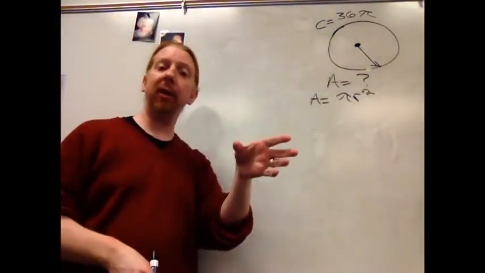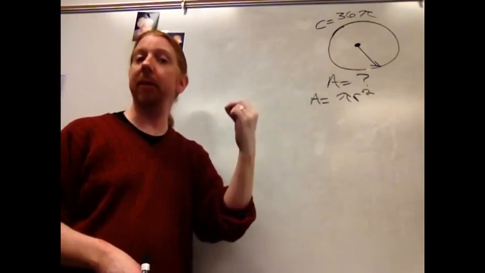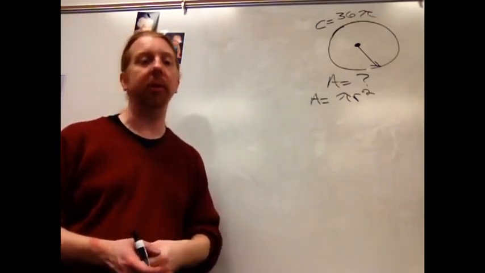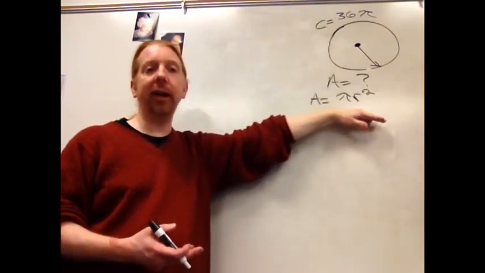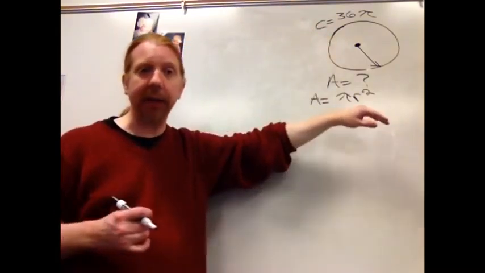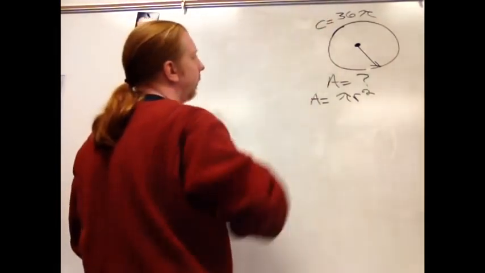I'm also going to leave my answer in terms of pi. I'm not going to evaluate it as a decimal. The circumference is given in terms of pi. My answer for area will be given in terms of pi. So, let's write this down.